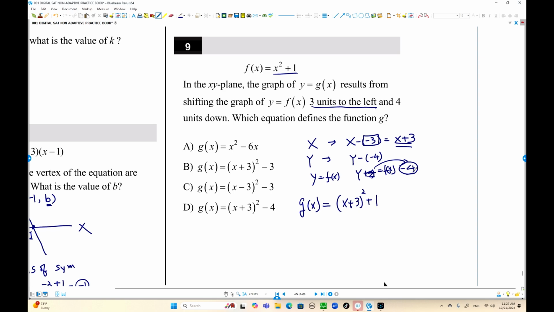Now the next, move down 4 units, which is minus 4, okay? That's it. Now simplify. (x + 3) squared minus 3 is the answer, okay? Option B is the answer.